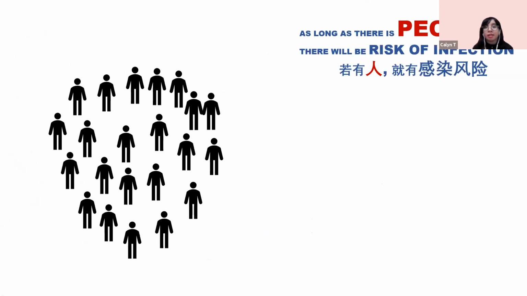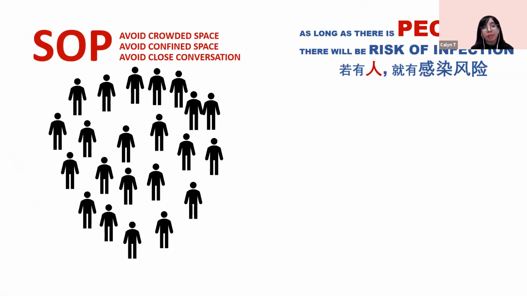So as long as there are people, there's always a risk of infection, because remember that I said it's a transmission where there's contact between human and human. Humans are the host for COVID-19. So as long as there are people, there will be a risk of infection. And this is also why we have these SOPs: avoid crowded spaces, avoid confined spaces, avoid close conversations, because these are the situations where you will have a lot of people. And therefore, by preventing yourself from getting into that situation, you will actually reduce your risk of infection.